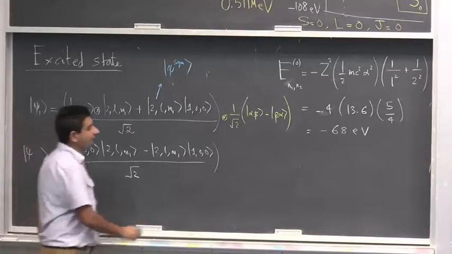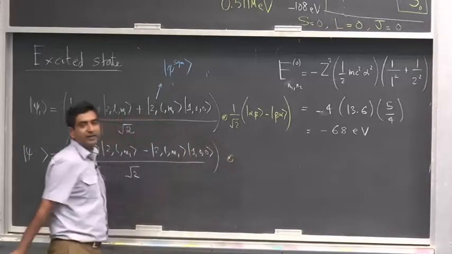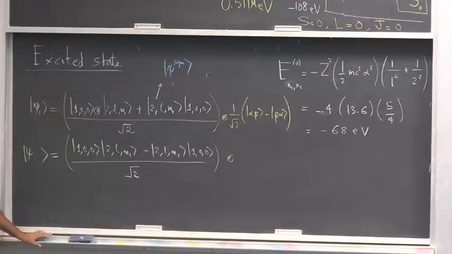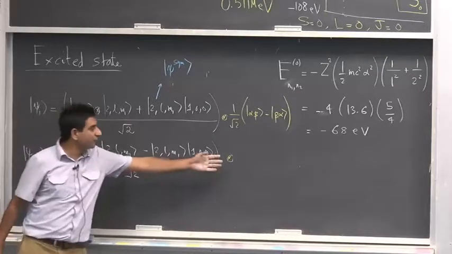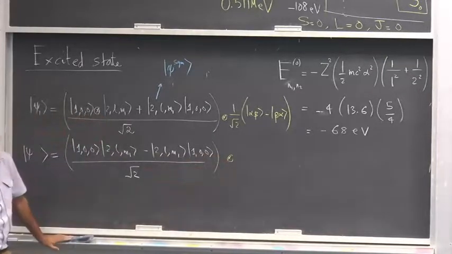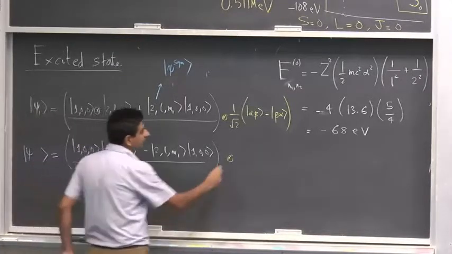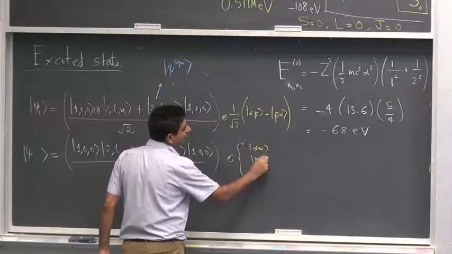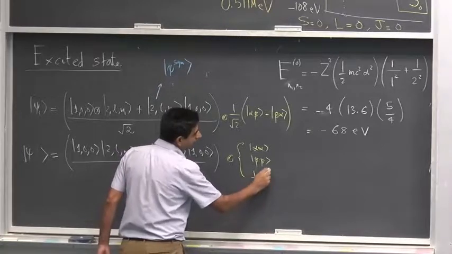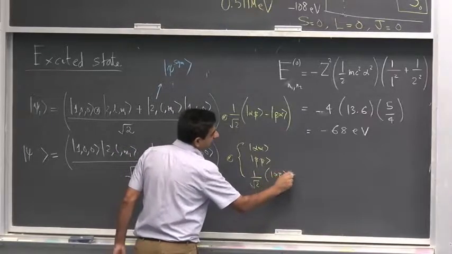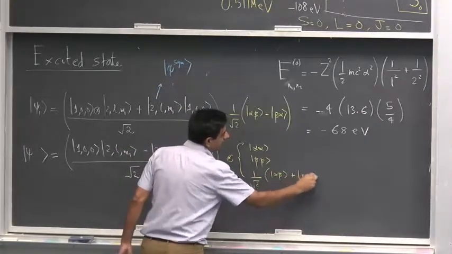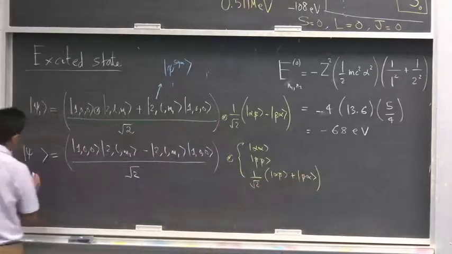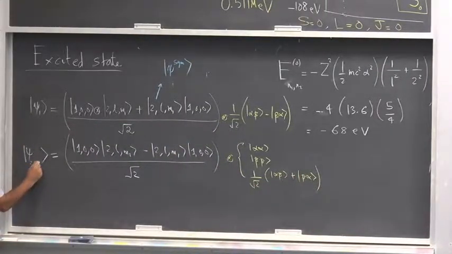And then I have, what kind of spin states do I have over here? This is odd. So what should I have over here for the spin part? I should have any one of the three triplet states. So I could have alpha alpha, I could have beta beta, or 1 over root 2 alpha beta plus beta alpha. So I have four kinds of states here, 2, 3, 4, right?